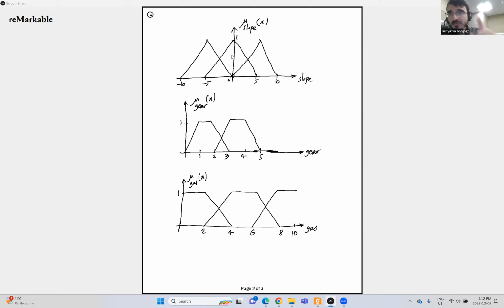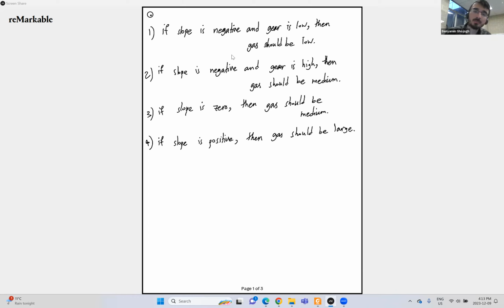So for these 3 things, 2 of them were input and 1 of them was output, right? Slope and gear were inputs of the different rules, and gas was output. For both inputs and outputs, we need to determine the membership functions. But how many membership functions per input or per output? It is determined by the rules. For example, the slope can get negative, 0, and positive. So we need 3 membership functions for slope, 1 for negative, 1 for 0, 1 for positive.